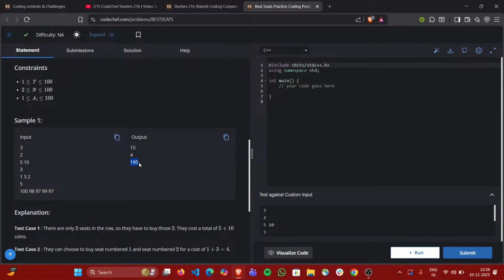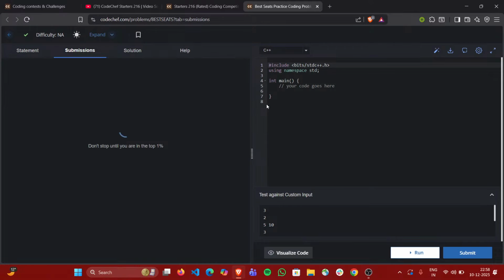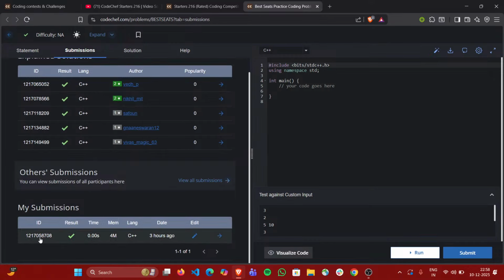So what do we have to do in this question? We just have to do Ai plus Ai+1 for all the i from 1 to n minus 1. So we basically iterate over all the adjacent pairs and take the minimum possible cost over all of them, right? So here is my solution.